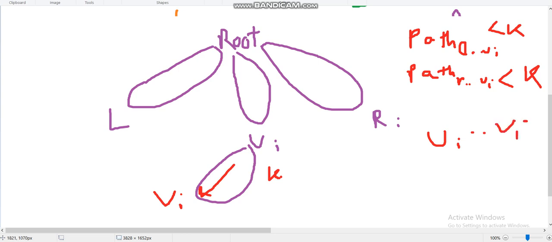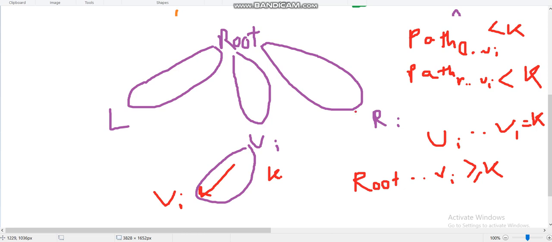So that means, and here let's say the node is vi, and the distance between ui to vi is k. That's what you are saying. Now the distance between ui to vi is k. That means the distance between root to vi is greater than or equal to k, because ui could be the root also. So distance between root to vi is greater than or equal to k.